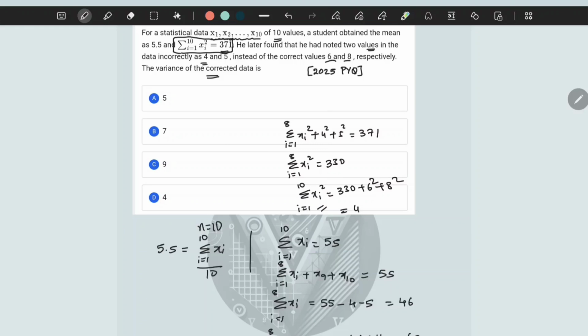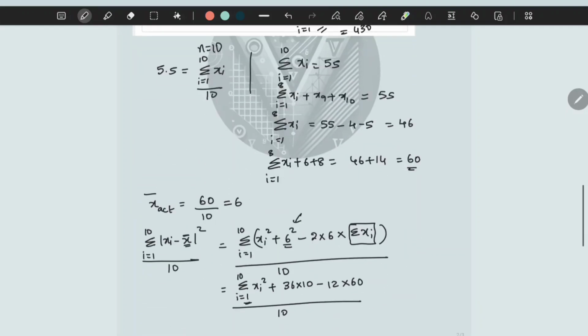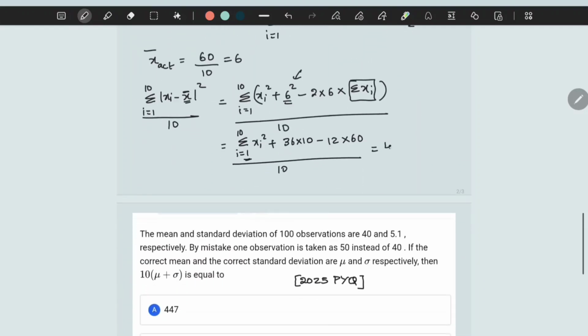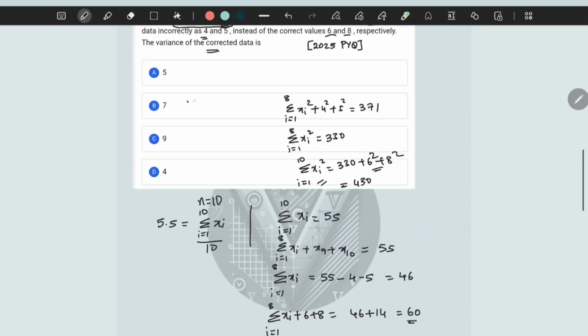I think it should be 430 if I am right, because this is 100. So finally we will get 430 plus 360 minus 720, divided by 10. So it should be 430 minus 360, since 360 minus 720 is minus 360. So 430 minus 360 should be 70. 70 divided by 10 should be 7. I guess that is option B. So hence this is the correct answer.